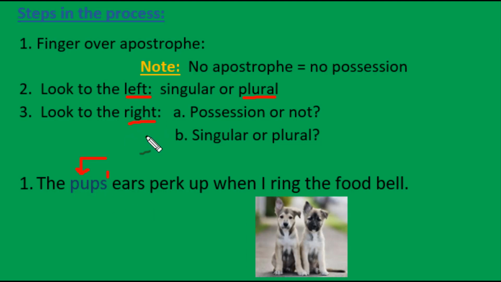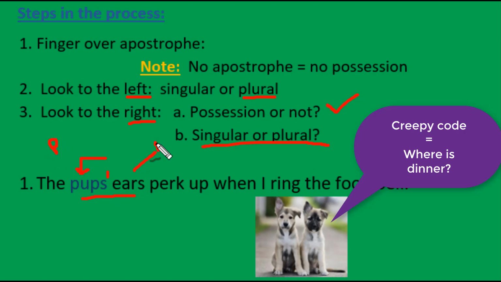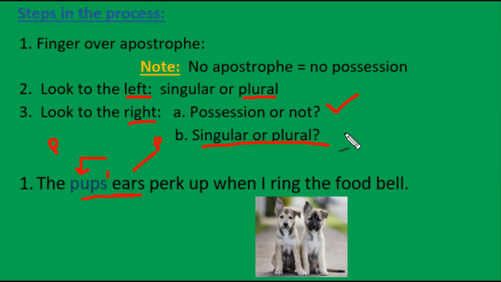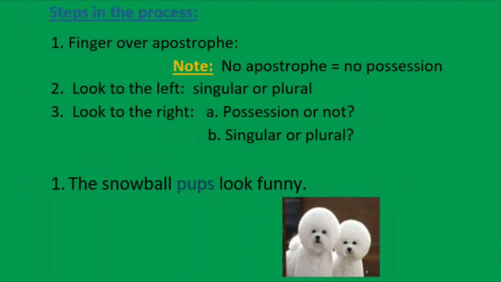And when we look to the right, do the pups own their own ears? Yes. And is that word that's in possession, ears, plural or singular? Here is pups plural, and here's ears plural. Do plural puppies own plural ears? Yes, that is correct. This sentence says there's multiple puppies that own multiple ears that perk up. You see? Perk and perk when I ring the food bell. Let's take a look at the next example.